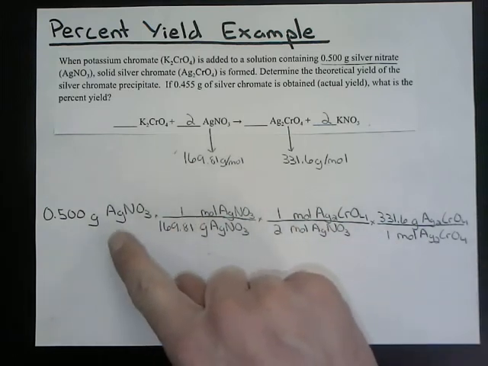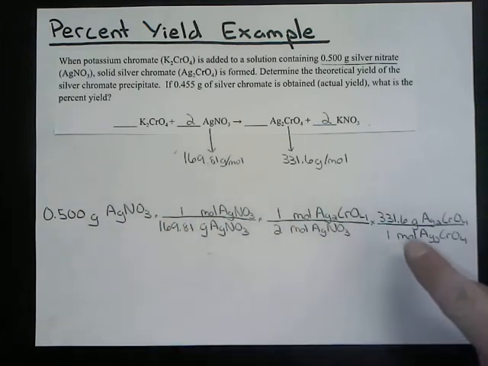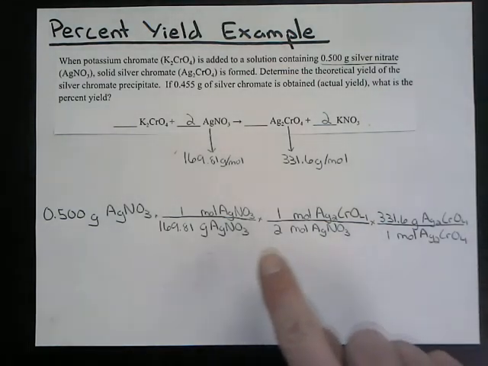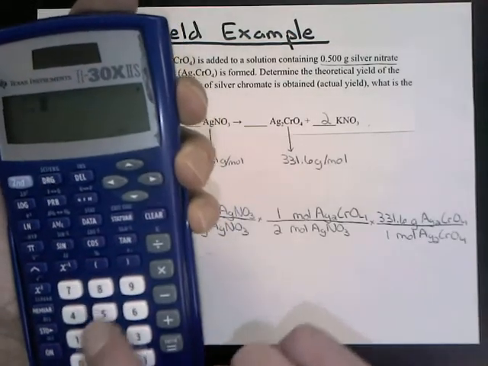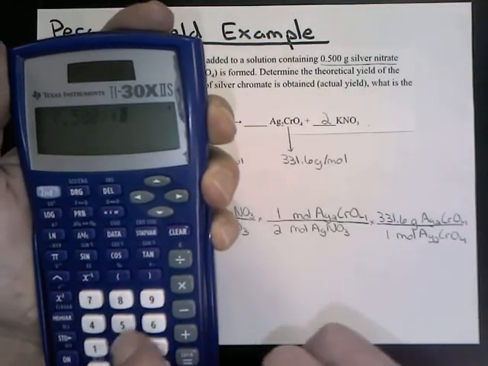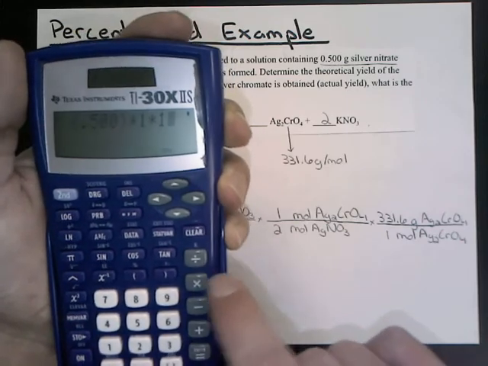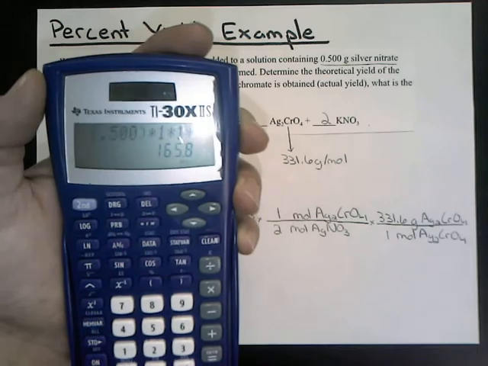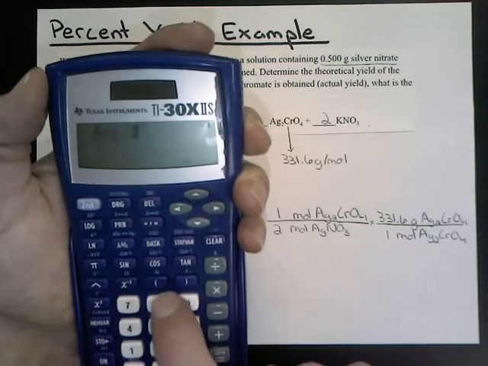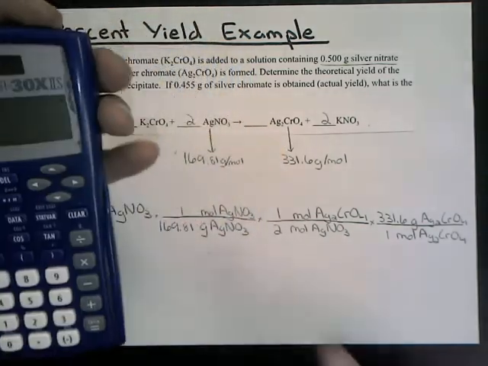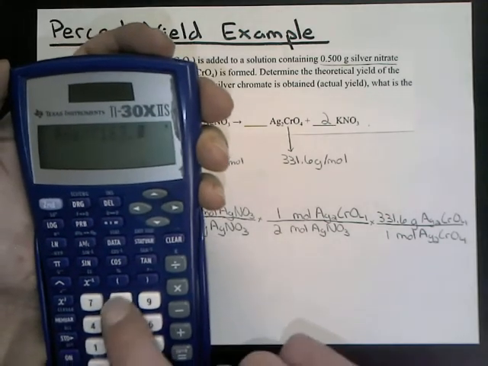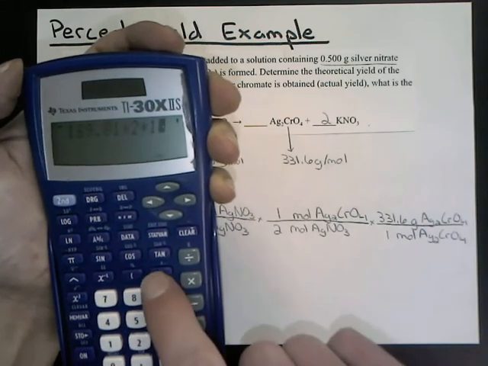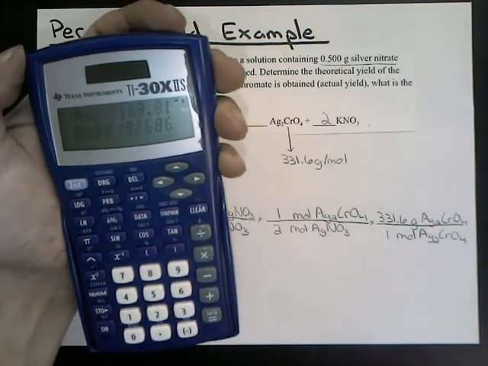So I'm going to take 0.500 times 1 times 1 times 331.6, and then I'm going to divide it by everything on bottom. I press enter. Now, I need to start out with a set of parentheses. So on bottom, I have 169.81 times 2 times 1. I close my parentheses, and I press enter.